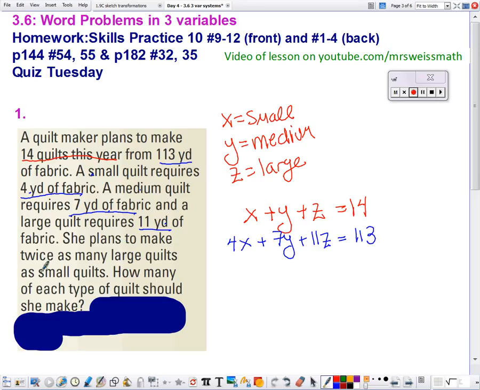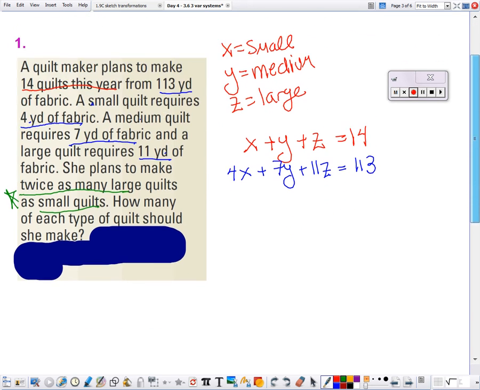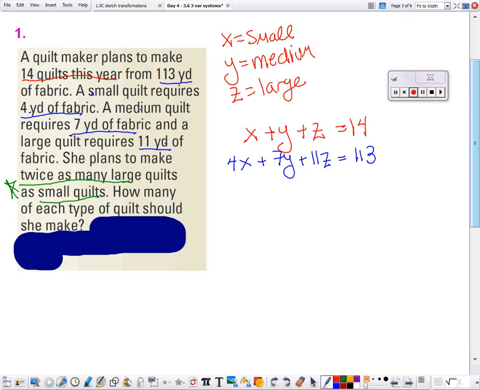Lastly, she plans to make twice as many large quilts as small quilts. I find these kind of sentences give students a hard time, more so than some of the others. If you are not sure, I'm going to show you a way to check that you made your equation the right way. If she makes twice as many large as small, that means my large has to equal 2 times the number of smalls we've made.